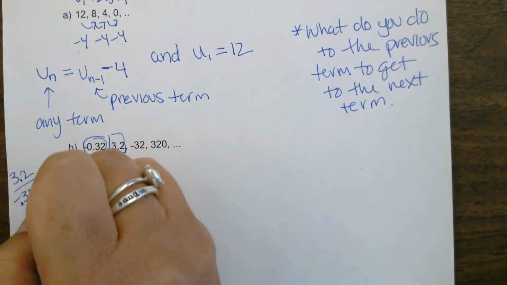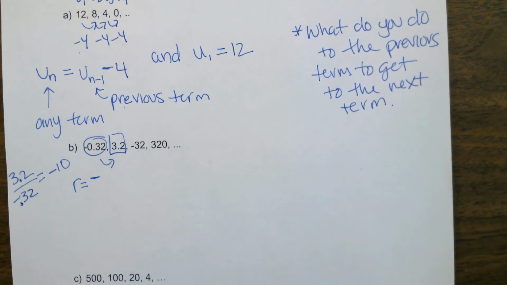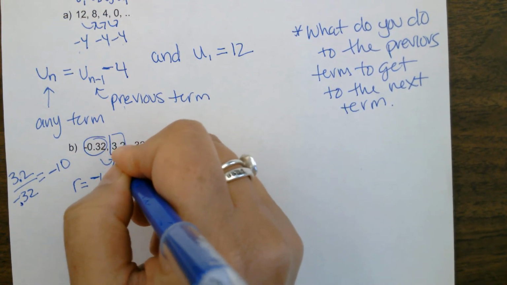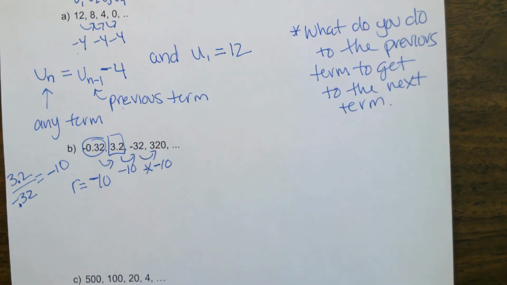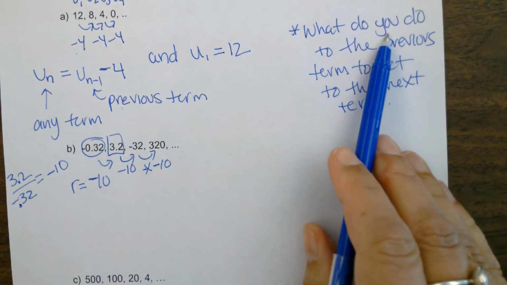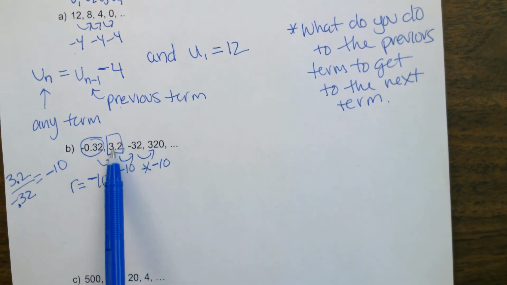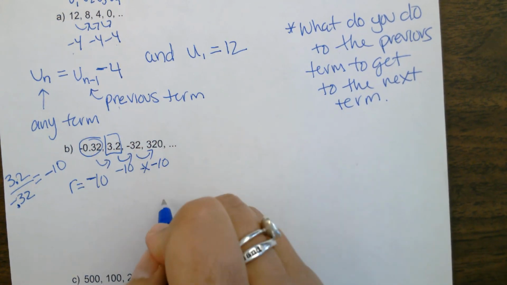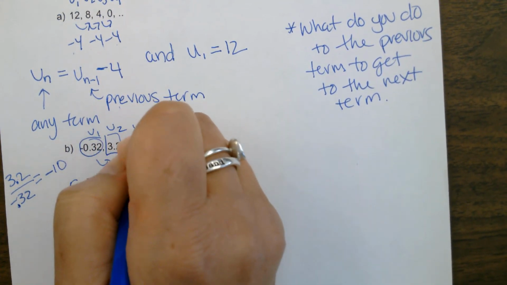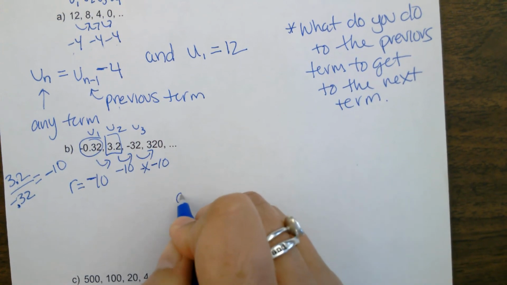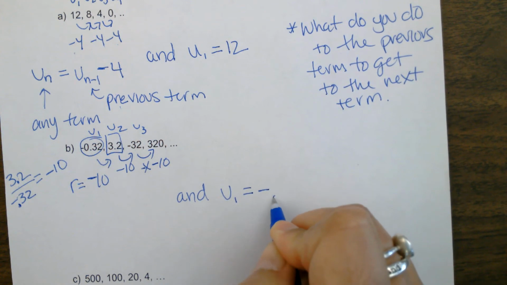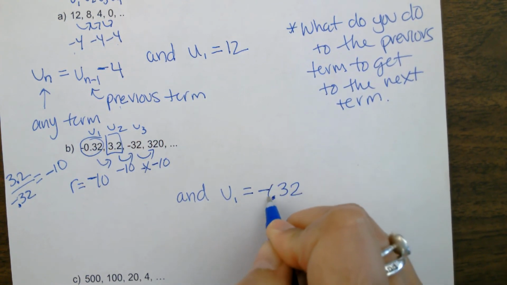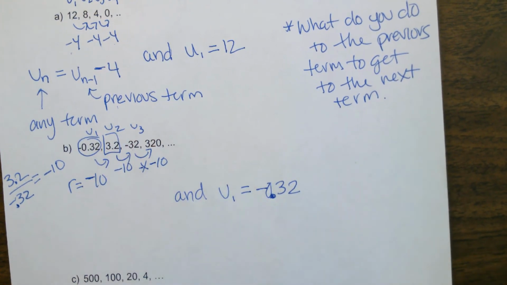And we're going to see we get negative 10. And so we should be multiplying every time here by negative 10. I would like you to try that out in your calculator if you don't believe me. So what do we do to the previous term to get to the next? We multiply it by negative 10. So what's our first term? First term is the very first one that you see. So you can write that down: u sub 1 equals negative 0.32. If you like to put the 0 in, that's absolutely fine.